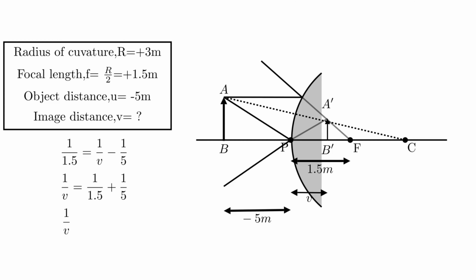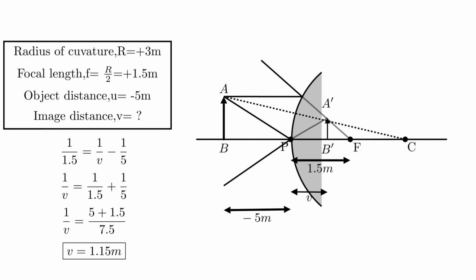Taking LCM, we have 1/v = (5 + 1.5)/7.5, which gives us 1/v = 6.5/7.5. Now taking reciprocal on both sides, we get v = 7.5/6.5, which gives us v as 1.15 meter. We can verify that the position of the image is correct as the value of v is positive, since the image lies to the right of the pole in the ray diagram.